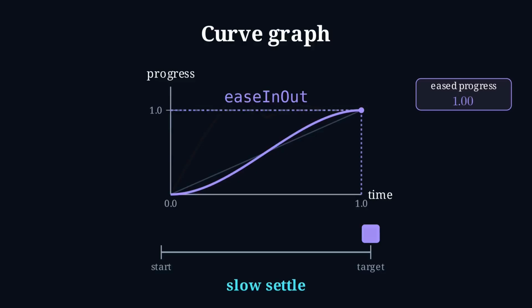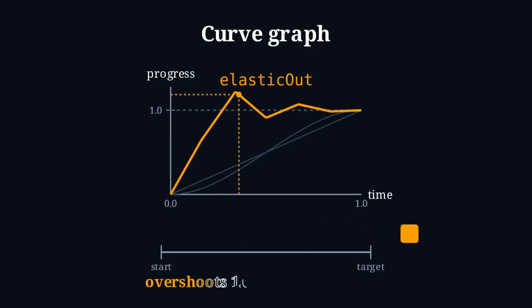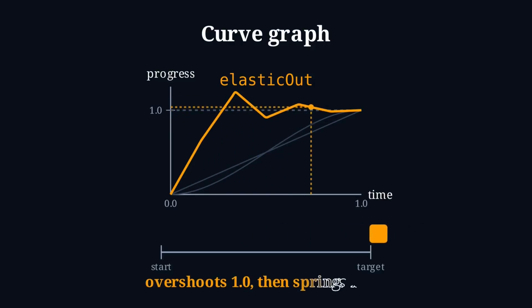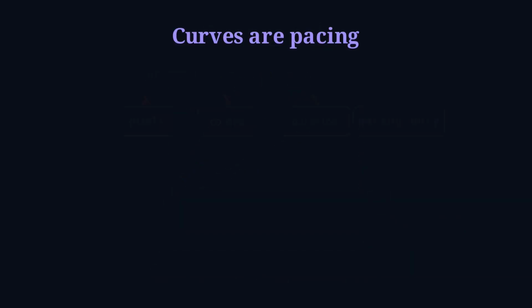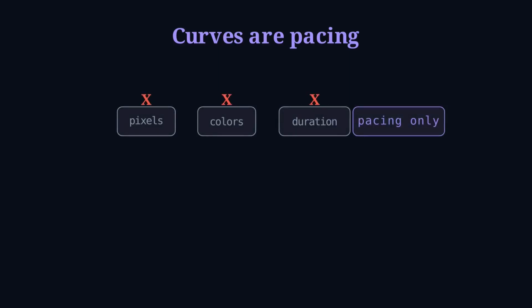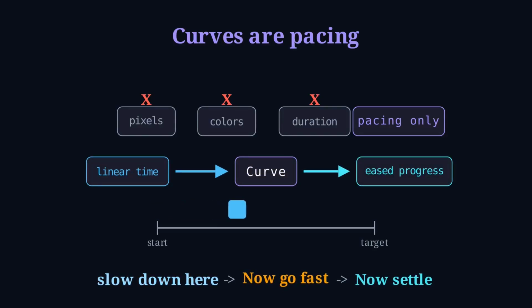This one right here, that shoots past 1.0 before settling back, that's a curve called elastic out. It overshoots the target and springs back, like letting go of a stretched rubber band. None of these curves know or care about pixels, colors, or duration. A curve is purely about pacing, remapping linear time into eased progress. It's the director whispering to the actor, "Slow down here. Now go fast. Now settle."